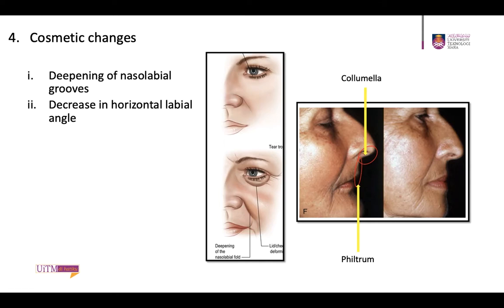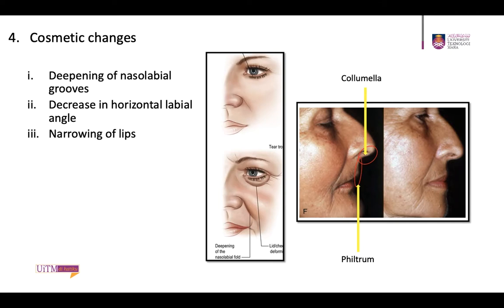Next is the decrease in horizontal labial angle. Okay, this refers to this angle of the lips when the patient is viewed from the front. If you compare these two photos, where in this photo here, obviously the patient has dentures in, this lip line is almost parallel to the floor as compared to this lip line. So this is what we describe as the decrease in the horizontal labial angle.